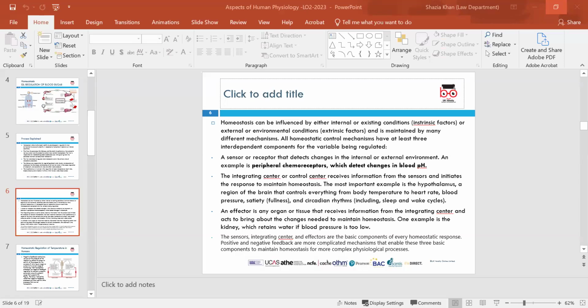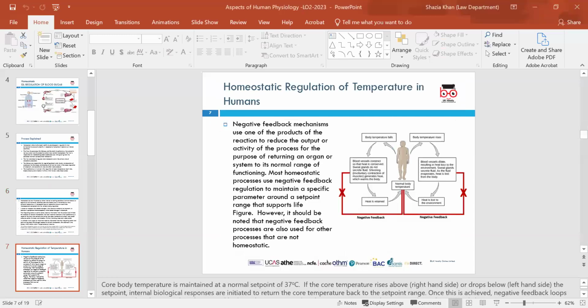Some main examples that I mentioned earlier, blood glucose, body temperature, and water levels, are the key examples of homeostasis. So, homeostatic regulation of temperature. Regulation of body conditions in homeostasis includes hormone balance, blood sugar levels, body temperature, and many other body conditions. For temperature, homeostasis is achieved at a range of 37 to 37.8 degrees Celsius.